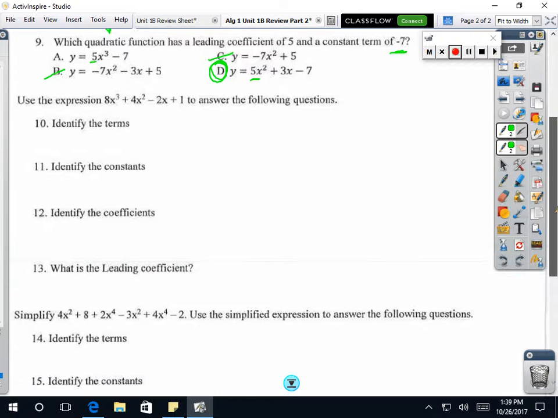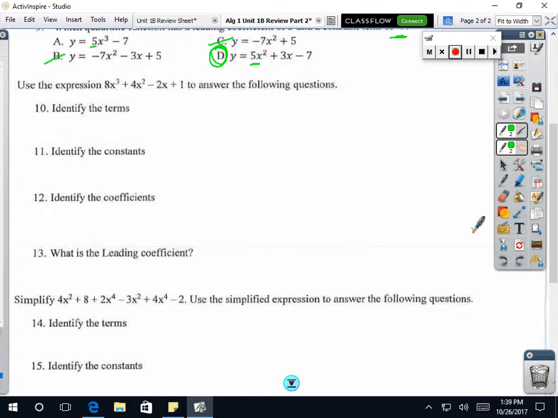All right. Use the expression 8x cubed plus 4x squared minus 2x plus 1 to answer the following questions. Is that one simplified? It already is. Is it in standard form? Yes. See, your exponents go from 3 to 1 and then no exponent at all. So they go from greatest to least. So now we're ready to identify the terms. What are the terms?